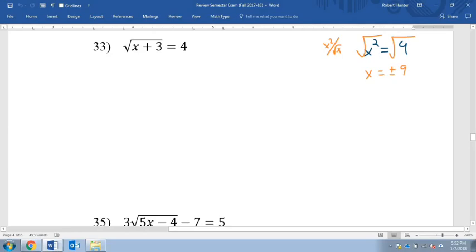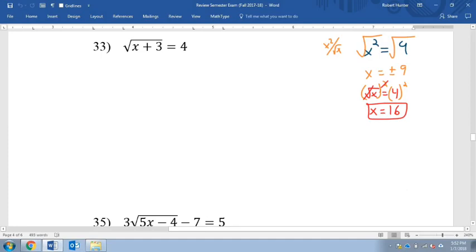If I have the square root of x equals 4, I'm simply going to square both sides. Now we don't need to do the plus or minus on this. The squares cancel out, and 4 times 4 is 16. Okay, so simply get the radical by itself and square both sides.